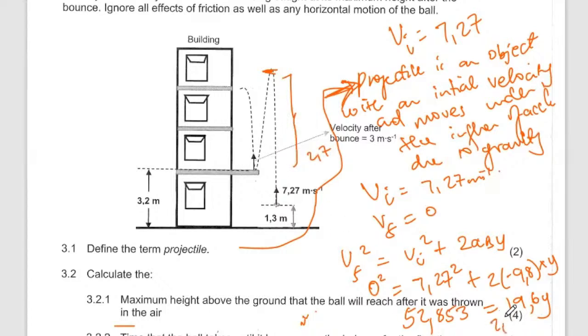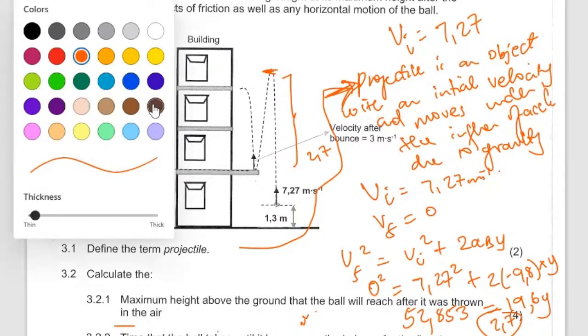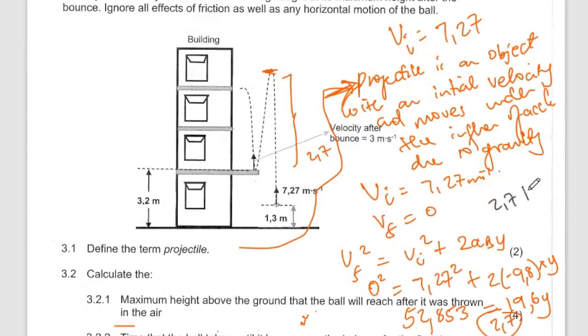But the question was asking us from the ground. Remember, this ball was thrown 1.3 meters above the ground. So it will be the 2.7 plus the 1.3, which is approximately 4 meters. If I don't round off, it's going to be 2.697, and then I'll put my 1.3, which is 3.997, which is approximately 4 meters.